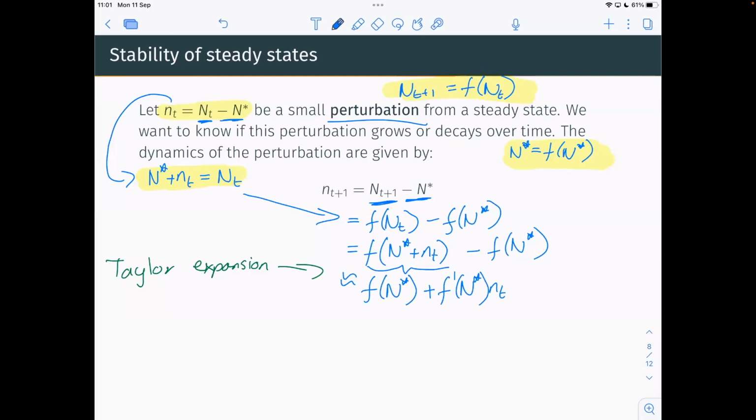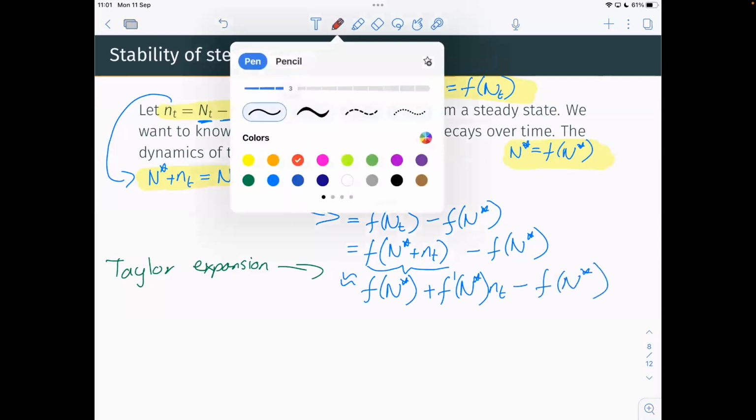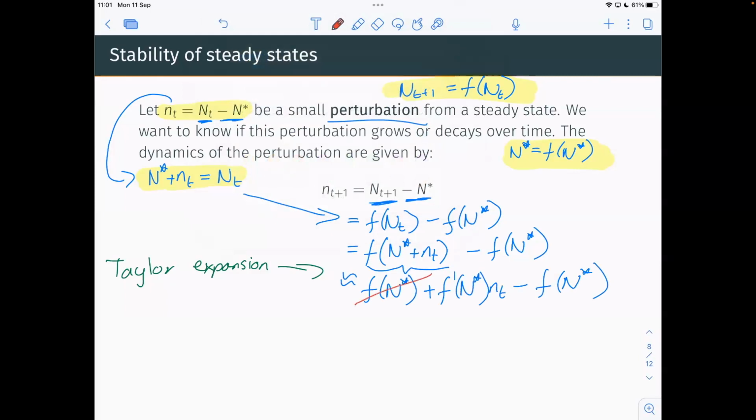You don't need to memorize this. This is showing you where this all comes from. And we still have this minus f of n star on the end. Now, if you note, we have a plus f of n star and a minus f of n star, so those two things cancel each other out.